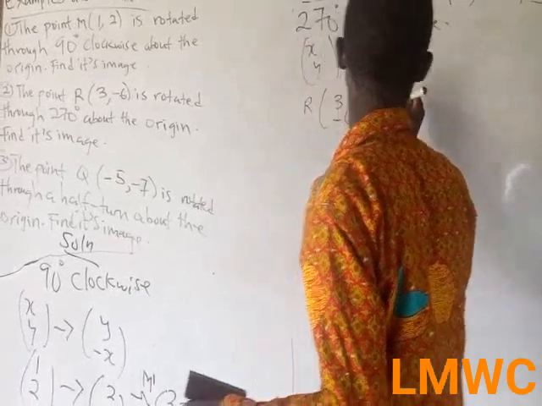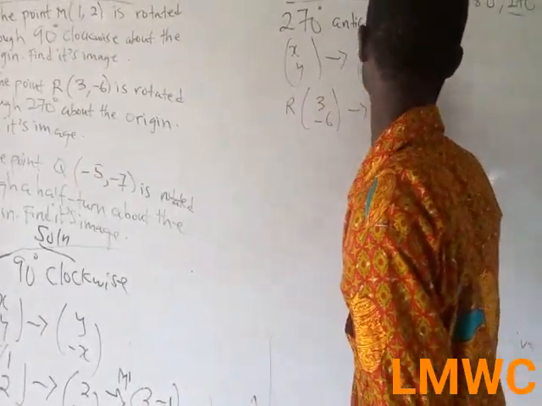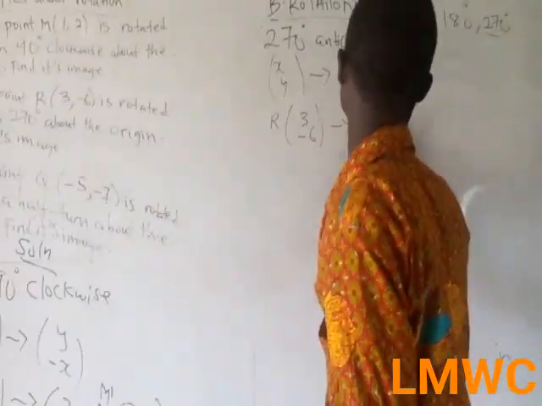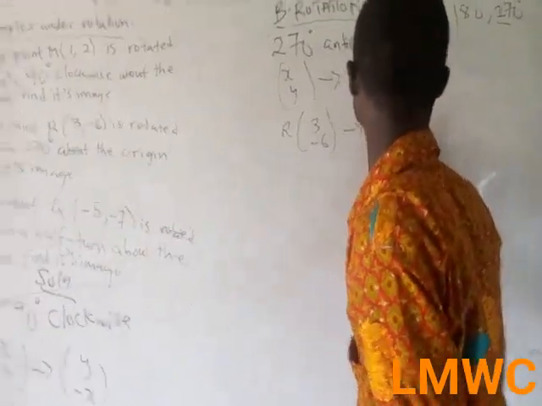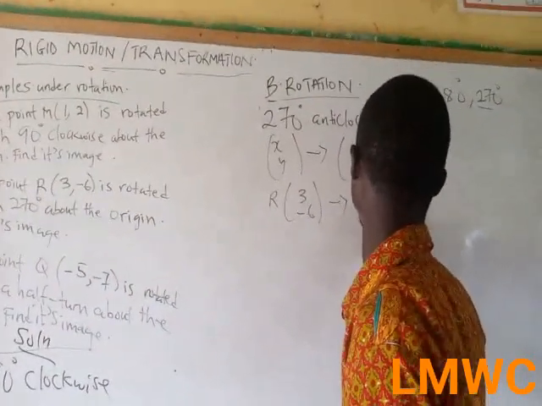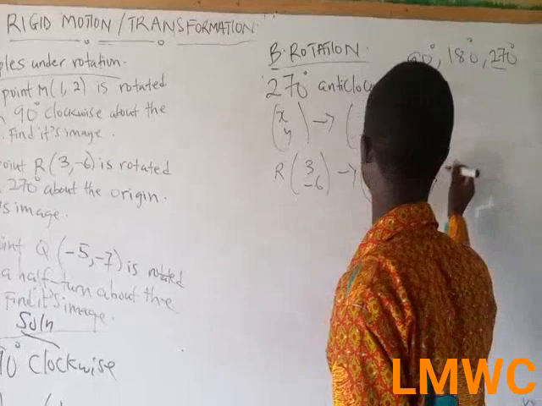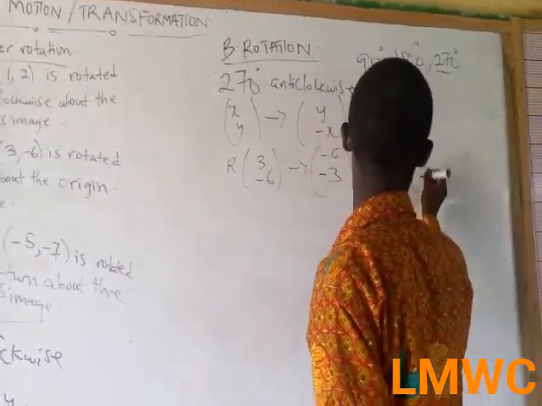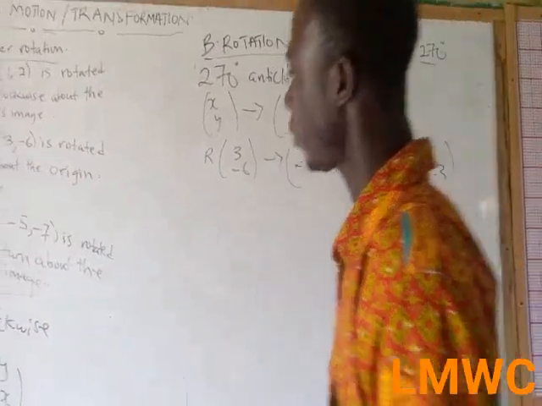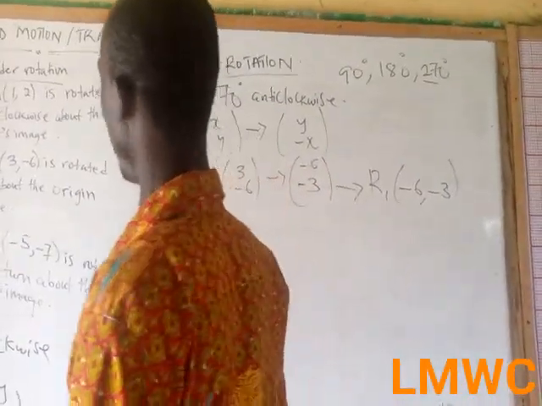And you have been given R to be (3, negative 6). So what is y? Y is negative 6. What is our x? X is 3, but in the formula, we negate it. So it becomes (negative 6, negative 3). So R1 is (negative 6, negative 3). That's our answer. Now let's move on to the last question.